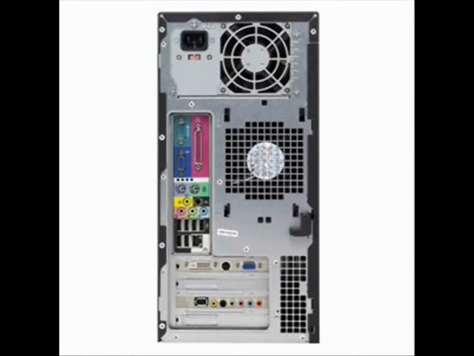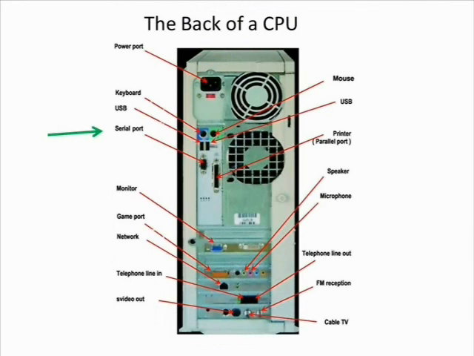Now let's take a look at the back of the CPU. Here we find many of the CPU's ports. Here we can see the serial port. The serial port is used for connecting the mouse, the keyboard, the monitor, and other devices. These ports here are universal serial bus or USB ports, the newer generation of the serial port. USB ports also connect MP3 players and cameras to the computer.